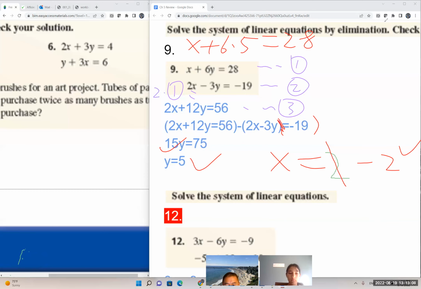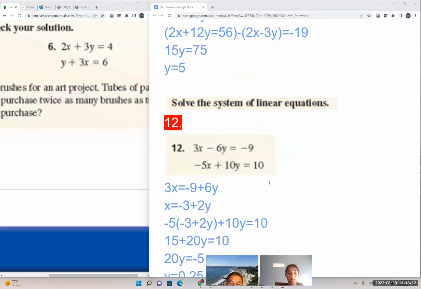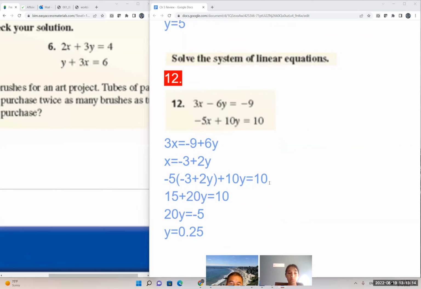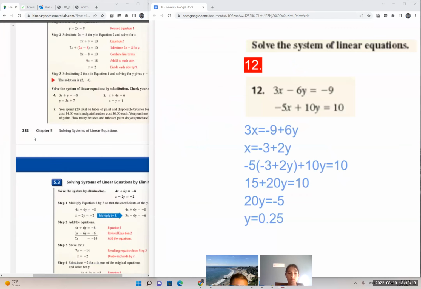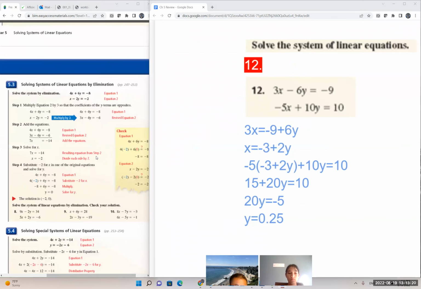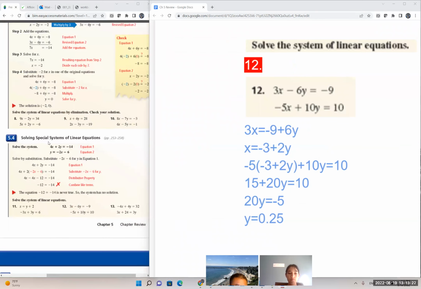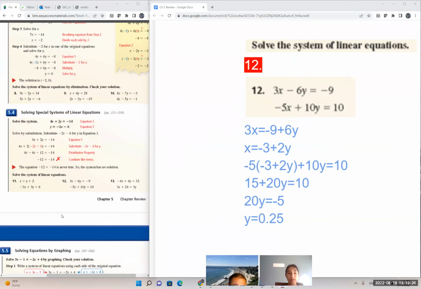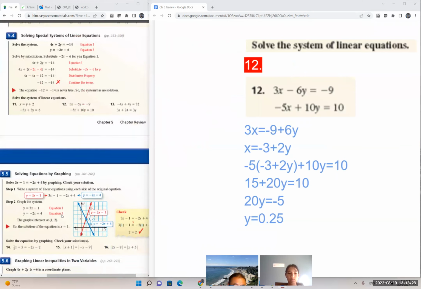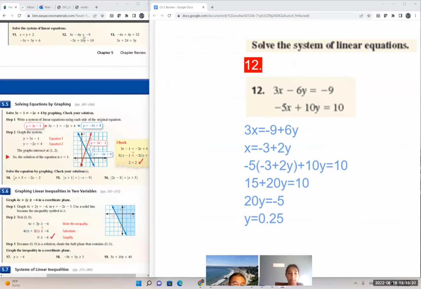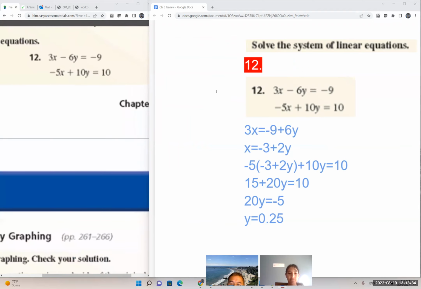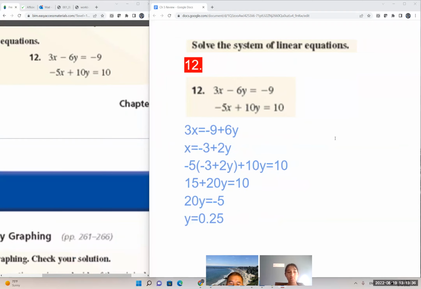Okay, you done? Next. Solve the system of linear equation. Let's see what's the requirements for this. 12. Solving special system of linear equation. Yes. Okay, let's see how you solve it.